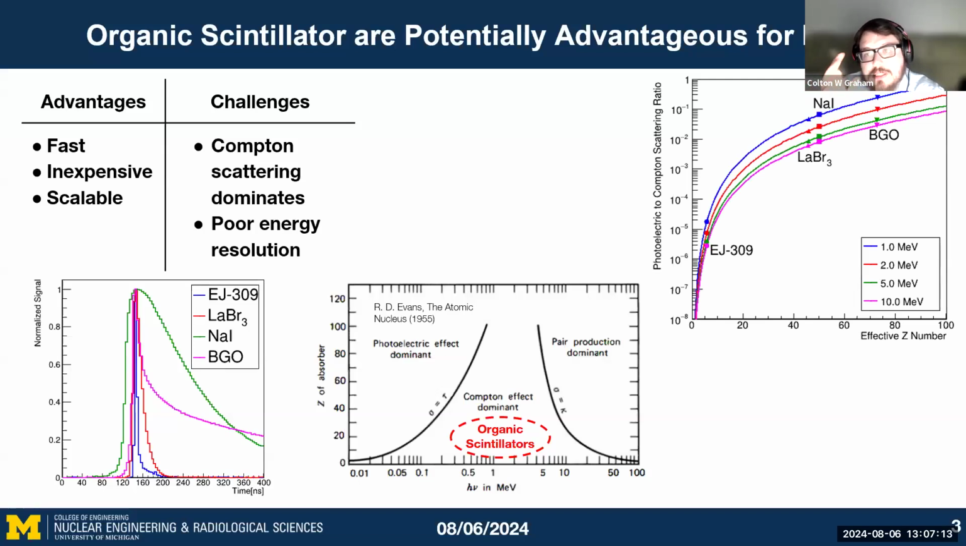So what that means is that there's no photopeaks in the light output spectrum that you measure. So how do you do gamma ray spectroscopy with that? Combine this with the relatively poor energy resolution of organic scintillators when compared against inorganics, and this is challenging. And in order to get around this, you need to use spectral reconstruction techniques.